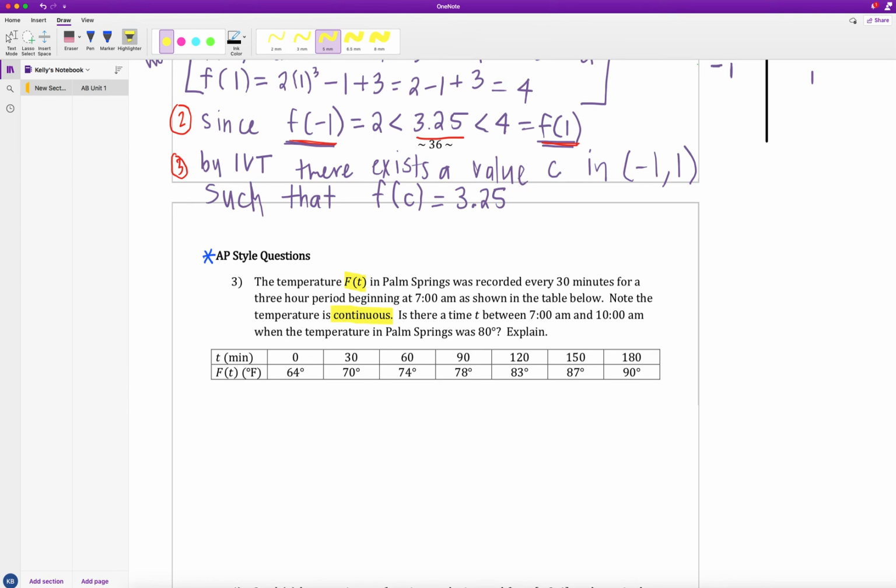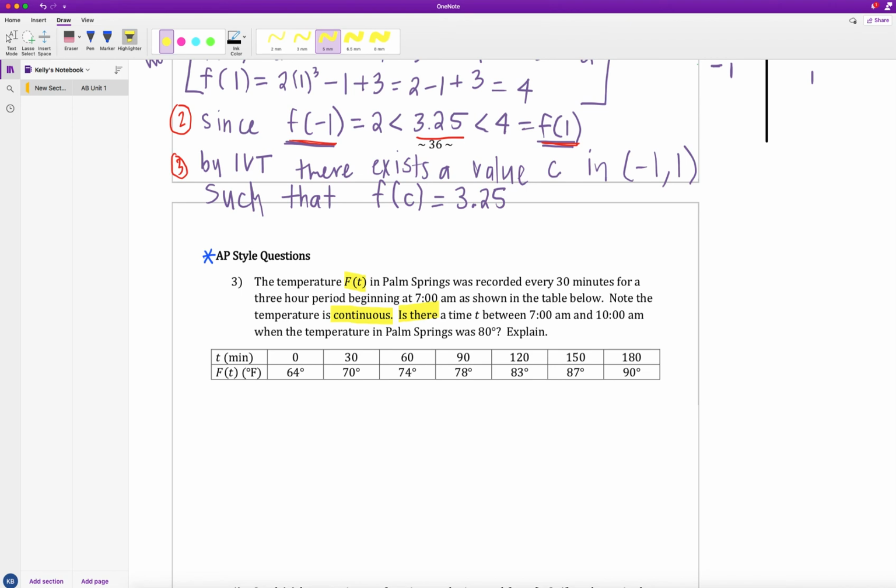Now I don't know what f of t is equal to. I can't write out a function for it. I just have 1, 2, 3, 4, 5, 6, 7 data points about f of t that they gave us. The other thing I notice is this phrase "is there." So it doesn't say find the time. It says is there a time. This is an existence type of question. So they're saying does that time exist in between, in this case, 7 a.m. and 10 a.m., where the temperature was exactly 80 degrees.